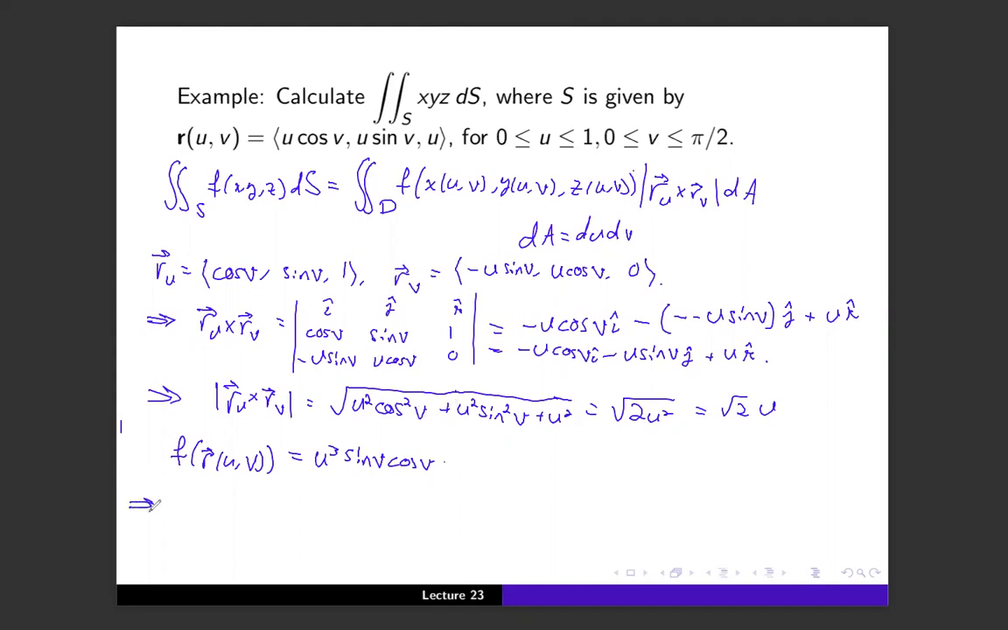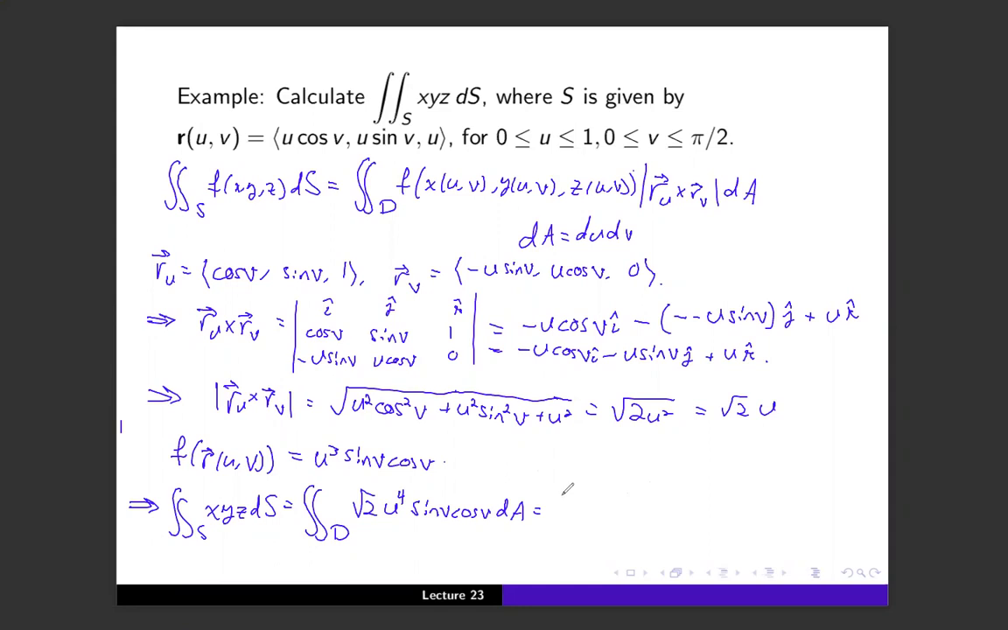Now we're ready to actually calculate this surface integral. So what is this? This is the double integral over D of root 2 u to the 4th sine v cosine v dA. This integral is separable and it's being taken over this rectangle, so this isn't hard to calculate.